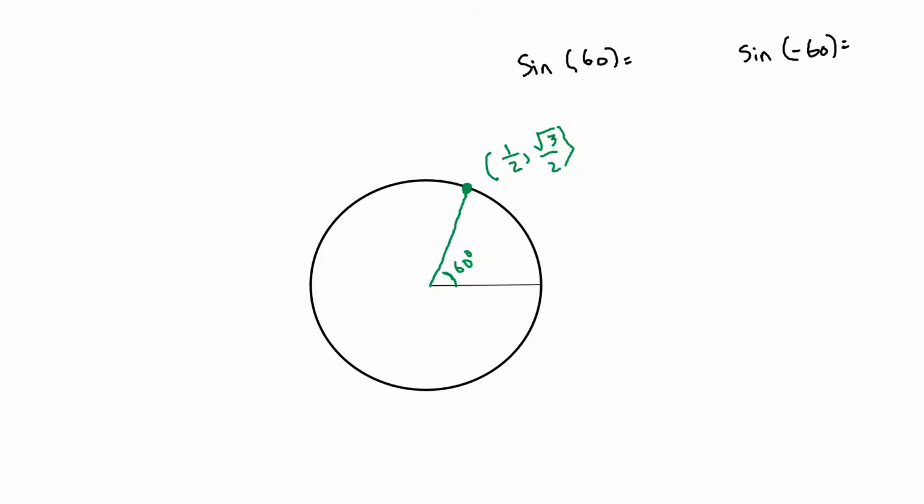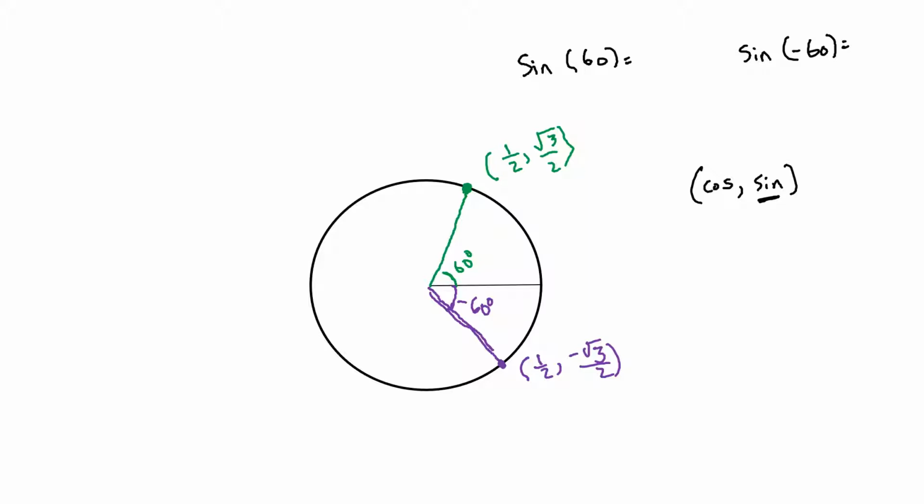For negative 60 degrees, we're counting 60 degrees the other direction, in other words, our clockwise direction. And so this is what negative 60 degrees would look like. Our unit circle tells us that at this point, we would have positive 1/2 and negative radical 3 over 2. Again, remember how the ordered pair is set up. The first value is cosine, the second one is sine. Because we're evaluating sine here, we're looking at the second number.